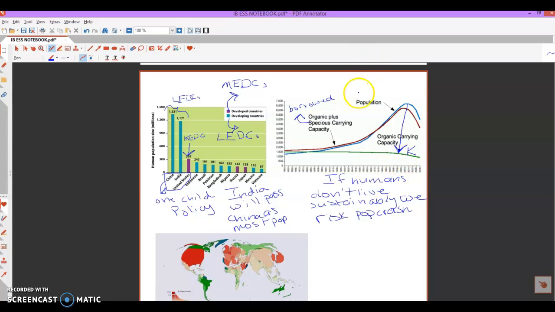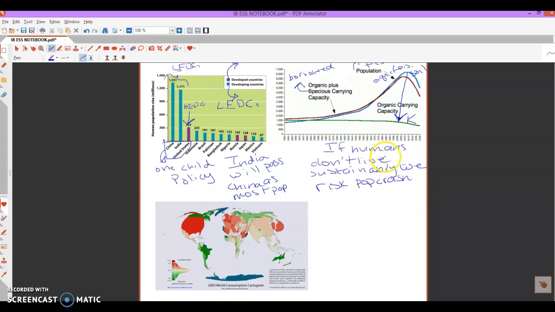So eventually we're going to have issues with forests, fisheries, aquifers, which is where our drinking water comes from, and soil. I know you guys learned about the Dust Bowl in history, or you will learn about the Dust Bowl in history. So if we abuse our soil, we won't be able to have crop growth anymore.